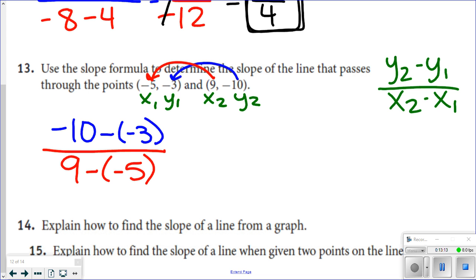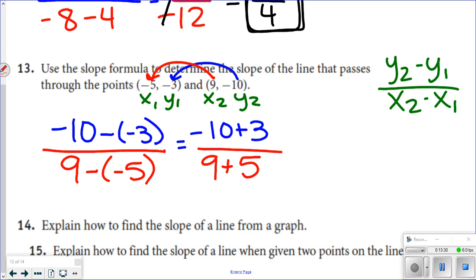If I'm subtracting a negative, it turns into a positive. Two negatives make positive. So this actually becomes negative 10 plus 3. And I can write that out for you so you can see it. And the denominator becomes 9 plus 5. So negative 10 plus 3 is negative 7. 9 plus 5 gives me 14.